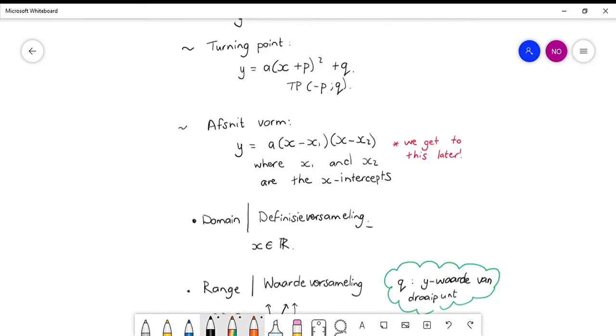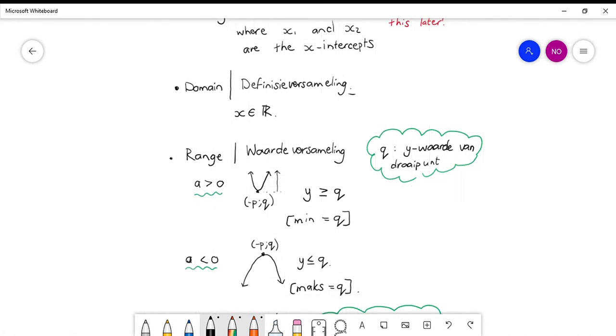Then we also have the intercept form, which we'll spend more time on when we move on to finding the formula of the parabola. So we use those when I give you the graph and you have to find the formula. Okay, so more on that later.